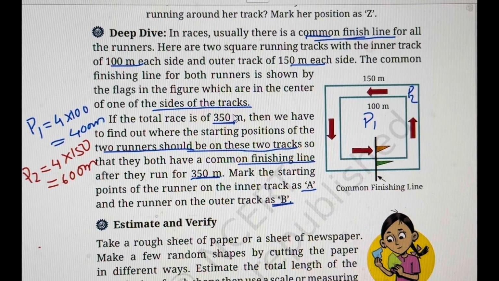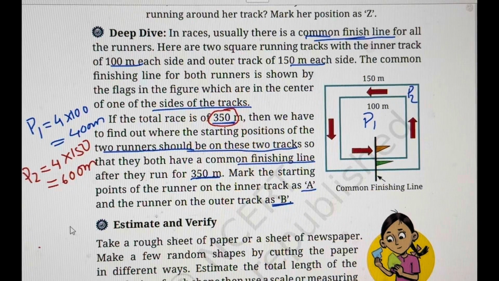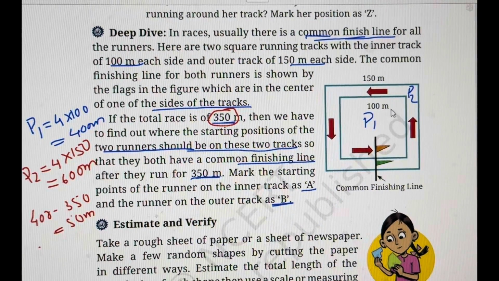Right. Now we want the race to be 350. So what we'll do, we'll subtract 350 from the perimeter of both, so that we can calculate it from the finishing line. We can go backwards and track it so that we get the starting point. So like 400 minus 350 is 50 meters. So first we are doing it for the smaller track, that is the smaller square, P1 square, right?